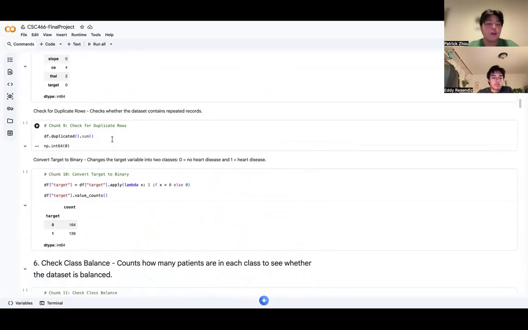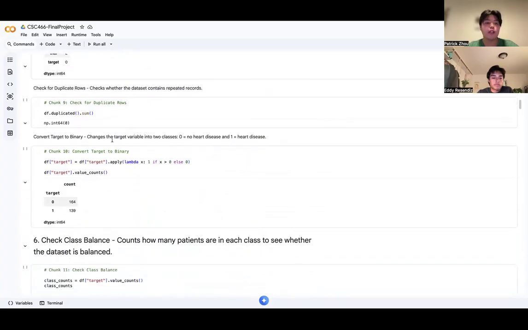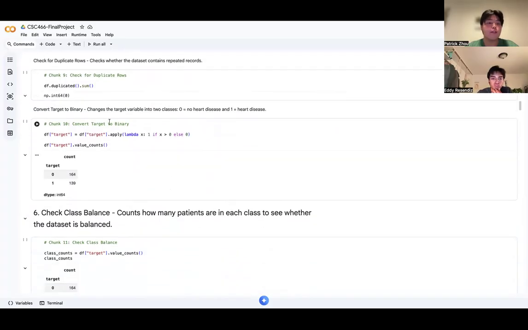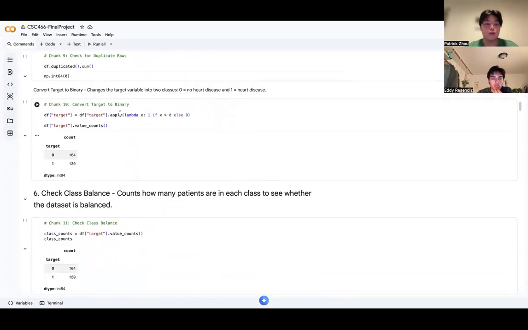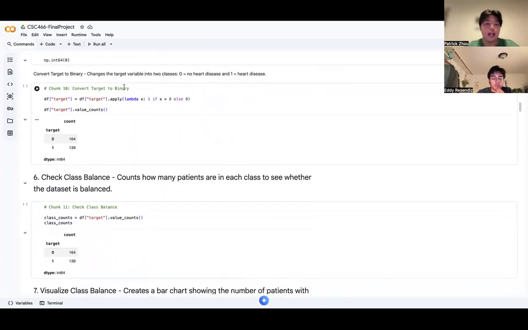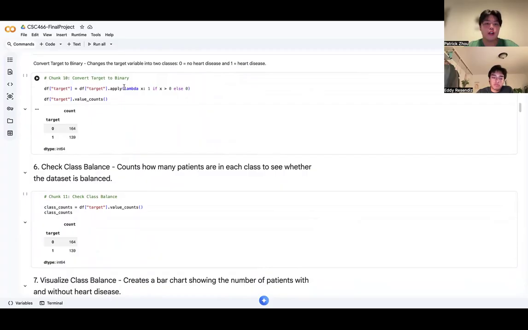And then here we're checking for duplicate rows. And as you can see, we have 0. But if we did have duplicated rows, we would just take those out because it would lead to overfitting. And then here we are converting our targets to binaries. So this was the target binaries that I was mentioning earlier: 0 indicating no heart disease present and 1 indicating that there is heart disease present.